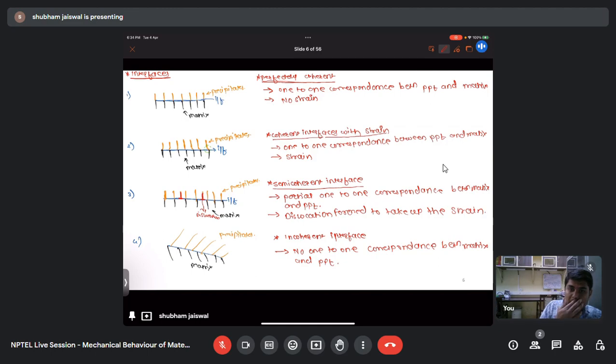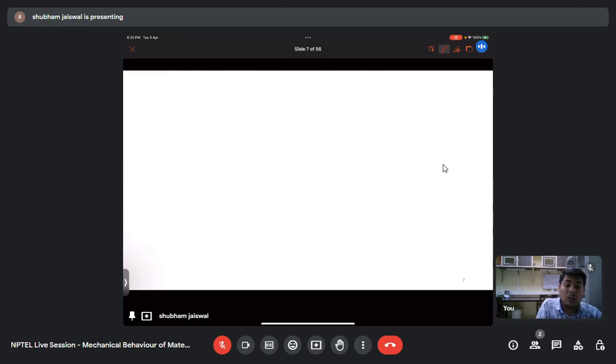So these are the four different types of interfaces that we have seen in the last lecture. Then after this we have seen how the dislocations interact, or the interaction of the dislocation with precipitates.